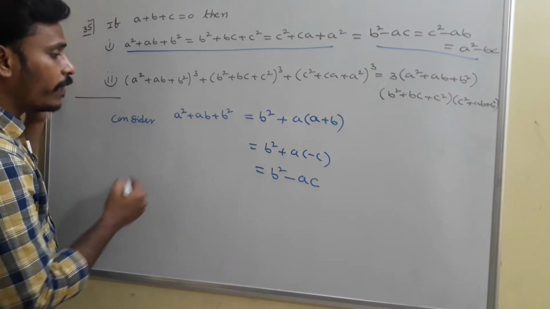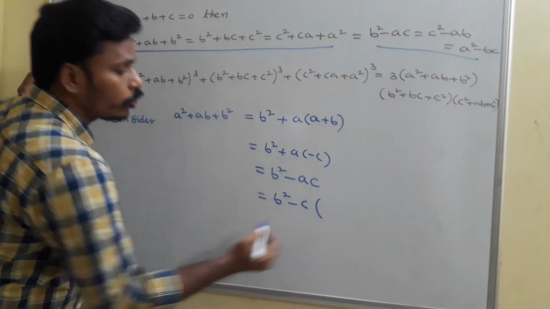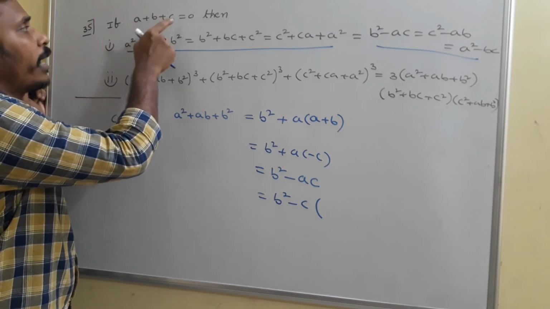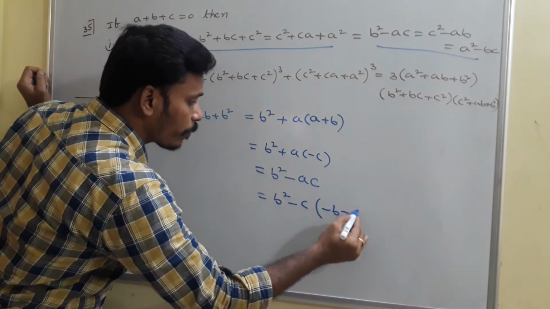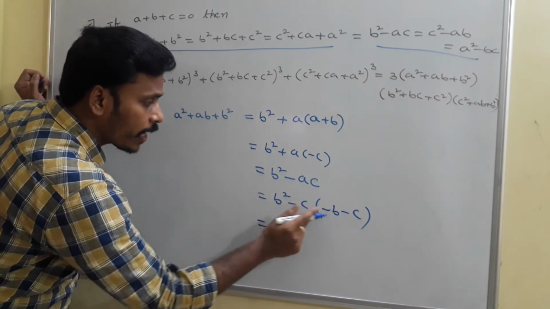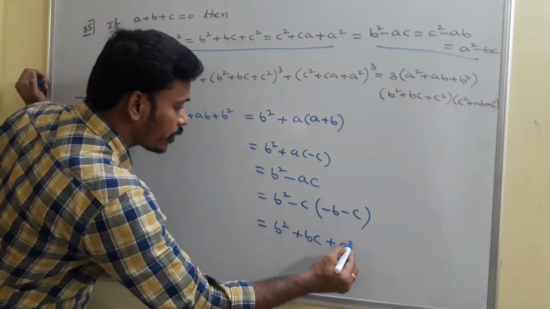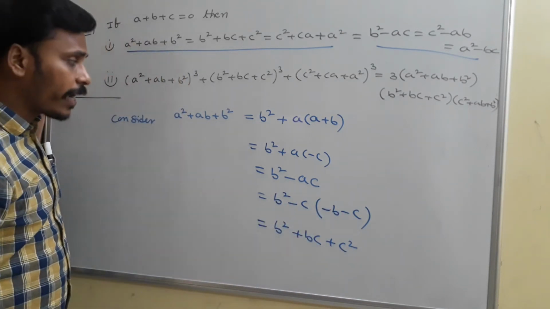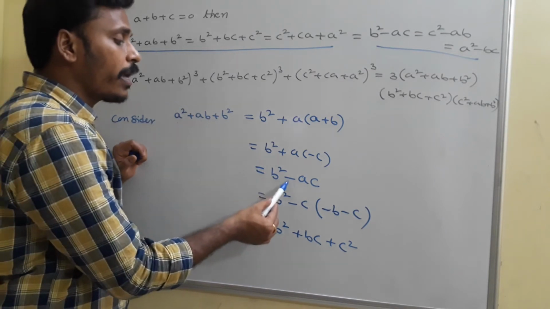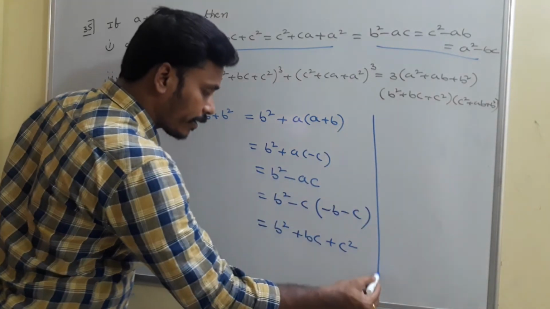And in the other way, this is equal to b square minus c into, I need to change this a now. See, what is a? Minus b minus c. So I have a chance to replace it like minus b minus c. And this is equal to b square plus bc plus c square. There ends the task actually. A square plus ab plus b square is equal to b square minus ac is equal to b square plus bc plus c square.